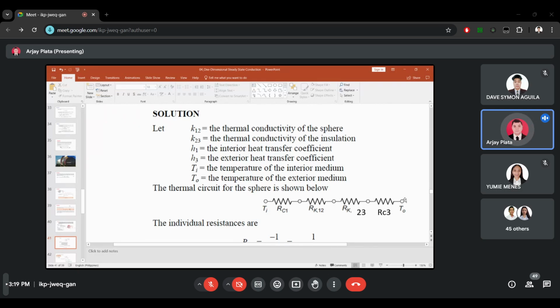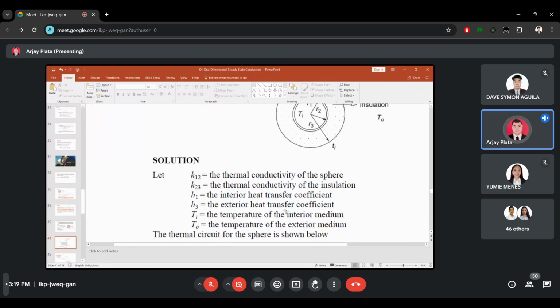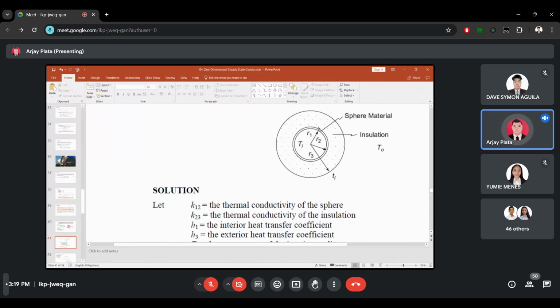There is a heat transfer that occurs. At the same time, there's also a thermal resistance that occurs. That's why you have to make a thermal circuit here. It goes along with the heat transfer rate. For the first thermal resistance, we have RC1, which is the thermal resistance for convection, because we have convection here inside the sphere.